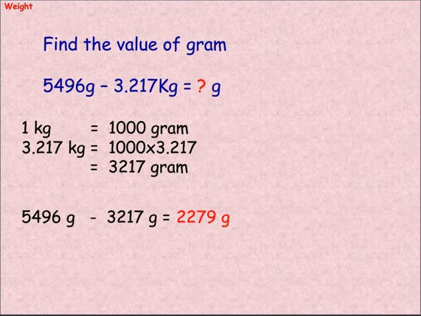Find the value in grams. 5,496 grams minus 3.217 kilograms equals question mark. 1 kilogram equals 1,000 grams. 3.217 kilograms equals 1,000 times 3.217 equals 3,217 grams. 5,496 grams minus 3,217 grams equals 2,279 grams.